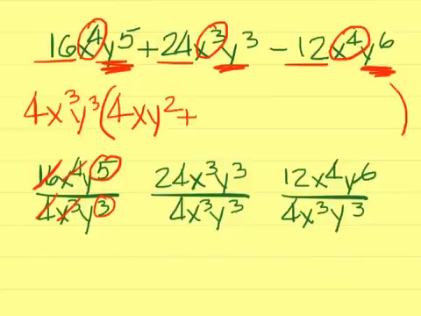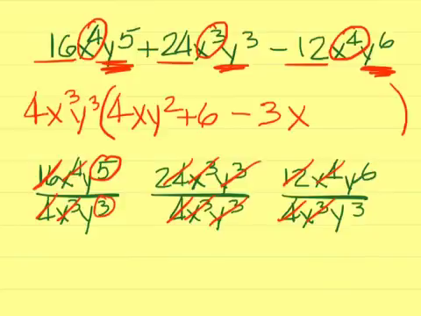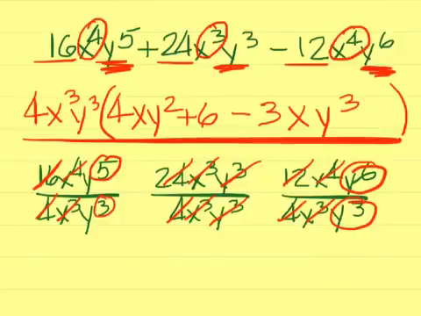We have a plus sign. And then 24 divided by 4 is 6. x to the third over x to the third and y to the third over y to the third all cancel out, so you're just left with a 6. And then minus 12 over 4 is 3, and x to the fourth over x to the third is x, and y to the sixth over y to the third is y to the third. This is your answer.